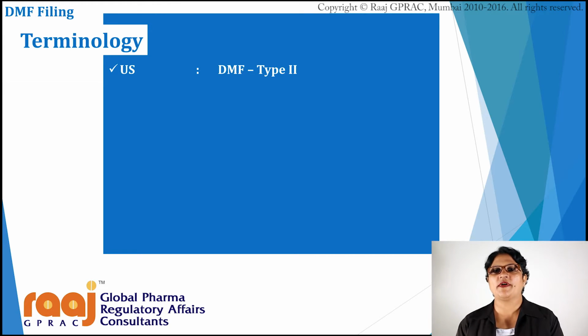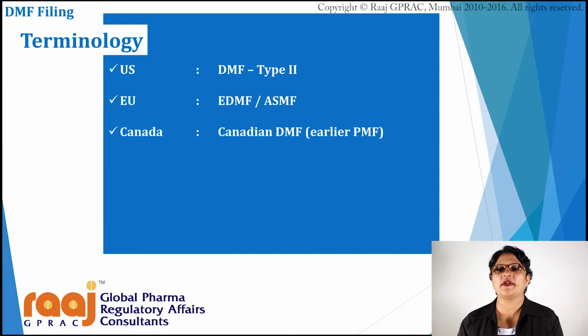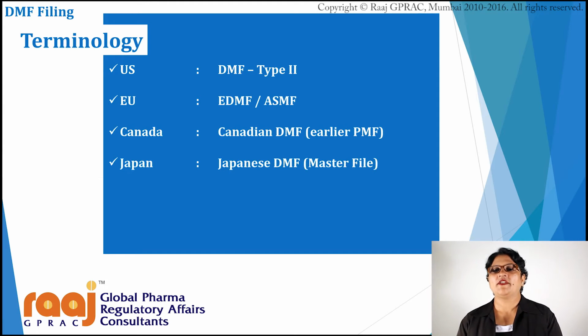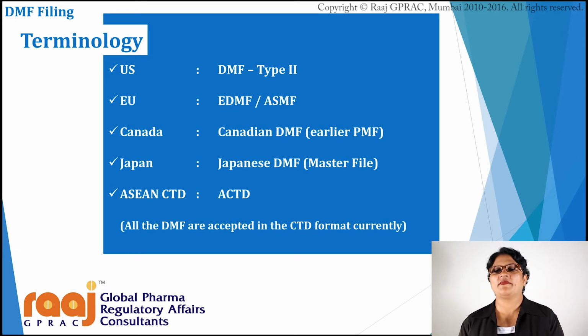In US it is called as DMF Type 2. In Europe it is called as eDMF or ASMF. In Canada it is called as Canadian DMF. Earlier we used to talk about EMF. In Japan it is called as Japanese DMF or Master File. And in Asian CTD it is in the form of ACTD. So all the DMF are accepted in the CTD format as per the current norms.